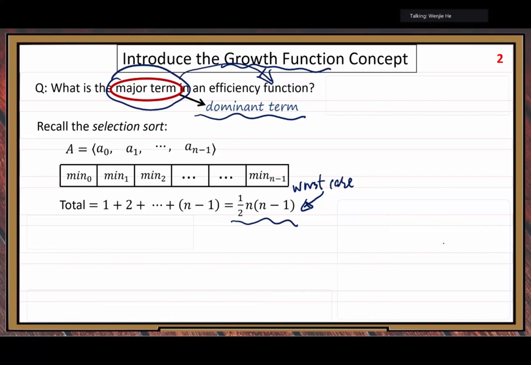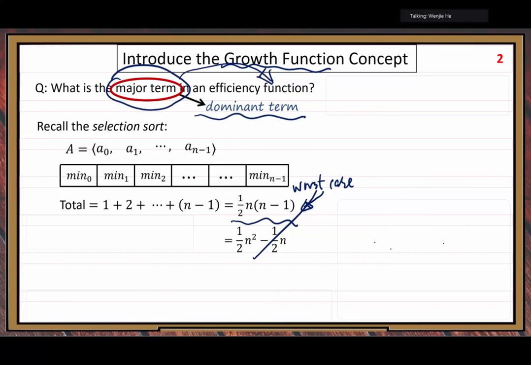We keep the major term, the dominant term, and we throw away all the minor terms. After the expansion, there are two terms. The first term is larger than the second term, so we treat the first term as the major term and the second term as the minor term. Now we take a first round approximation. Can we throw away the minor term?